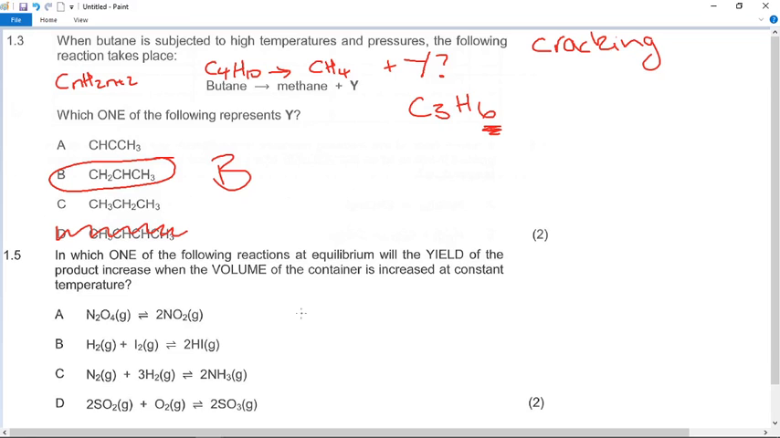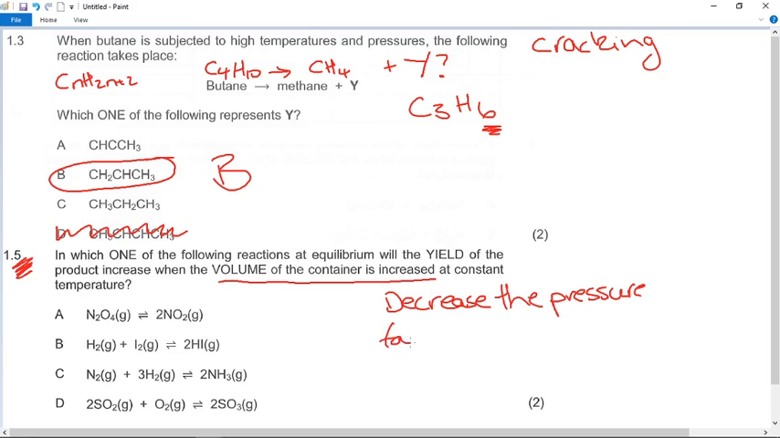Now look sharp, everybody who's just looking for the answers. This is in fact 1.5, not 1.4. In which one of the following reactions at equilibrium will the yield of the product increase? We want the products to increase when the volume of the container is increased at constant temperature. So if we increase the volume of the container, we decrease the pressure. And according to Le Chatelier, if we decrease the pressure, the system will try to favor the reaction that increases the pressure.